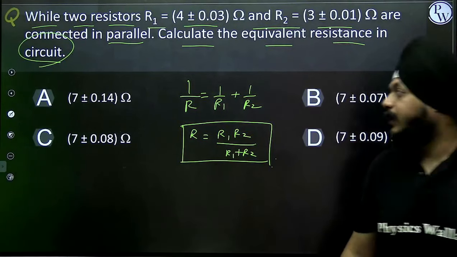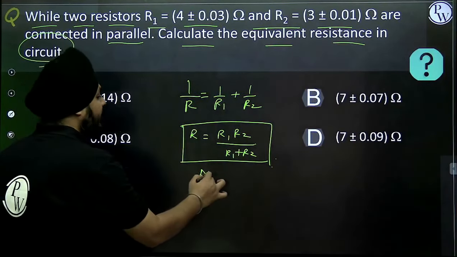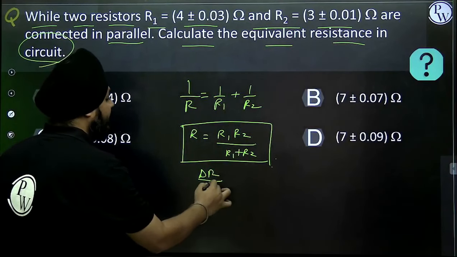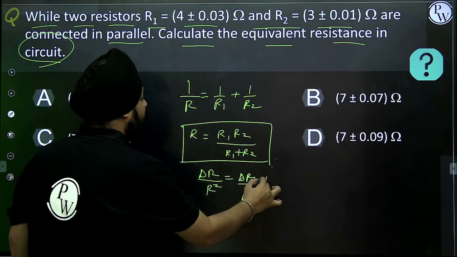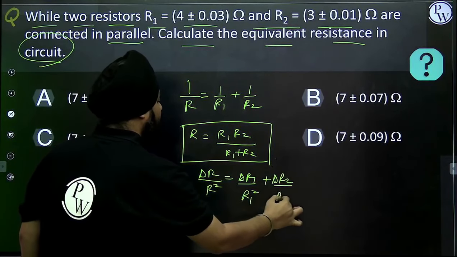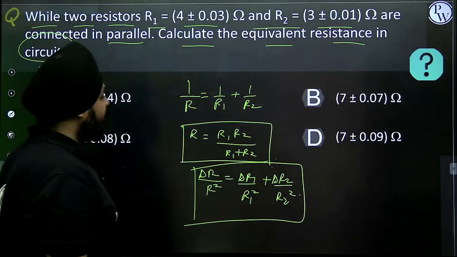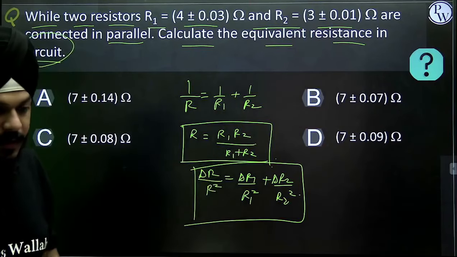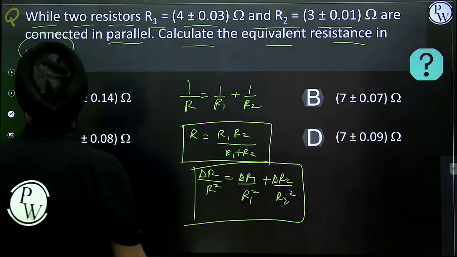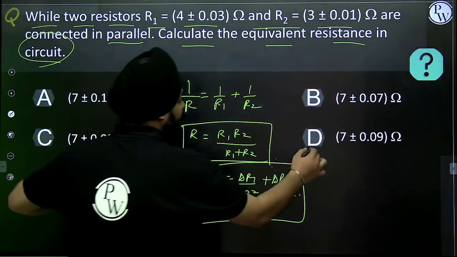First formula we are going to use, there is one direct formula: delta R by R square equals delta R1 by R1 square plus delta R2 by R2 square. This is for the parallel combination. Plus delta R by R square. Okay, so now we are going to solve this.